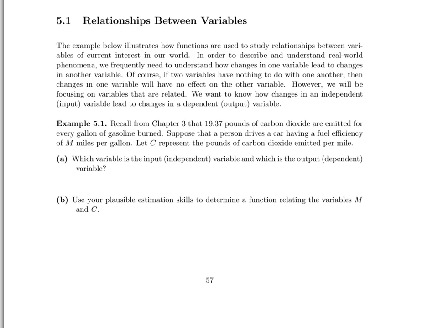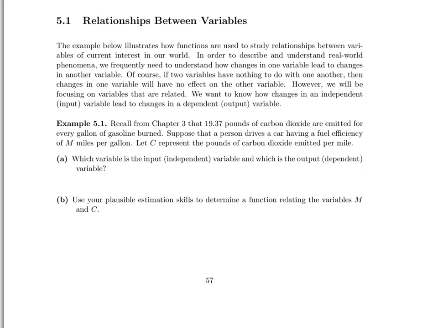Recall from Chapter 3 that 19.37 pounds of carbon dioxide are emitted for every gallon of gasoline burned. So suppose a person drives a car having a fuel efficiency of m miles per gallon. Let's let C represent the pounds of carbon dioxide that would be emitted per mile. Let's look at part A. Which variable would be the input or the independent variable, and which variable would be the output or the dependent variable?